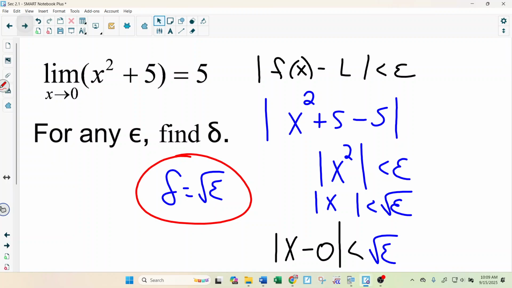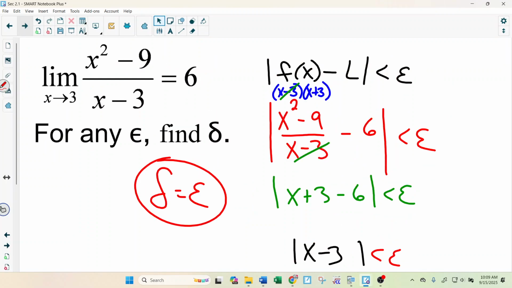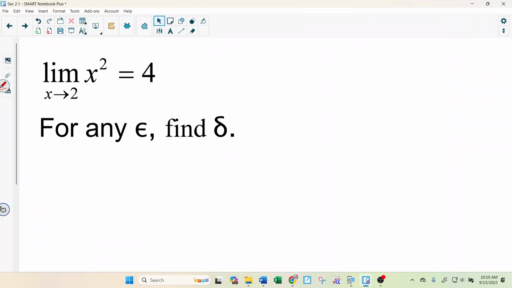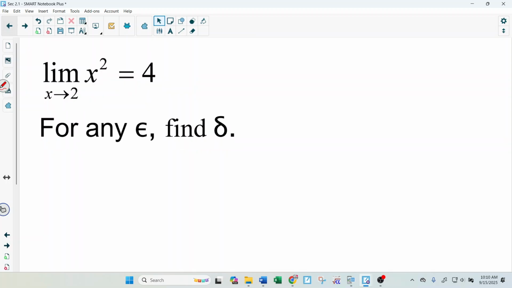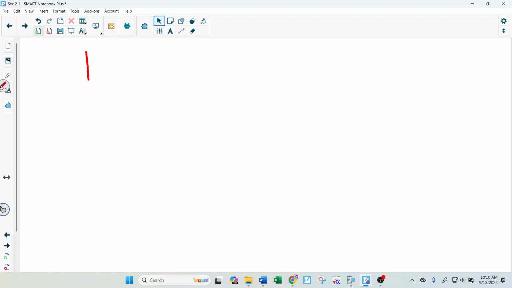Let's look at this one. Limit as, this is not the one on your homework, this is from the notes, isn't it? What's the one on your homework in front of you? When x squared is equal to 9, so this is 3? Yeah. Okay. So that's the one that's on your homework, right? So let's talk about this one.